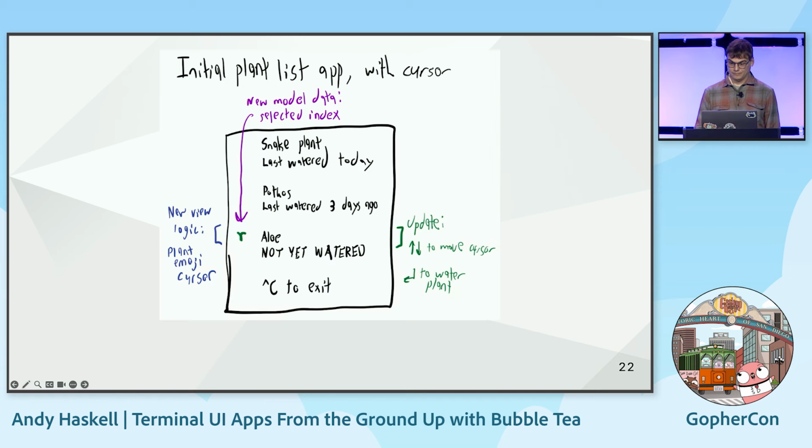So in the diagram for that step, the model data that we need to have is an index for the cursor, and then for the view logic, we're going to add on the plant that the cursor is over, we're going to display as the cursor a plant emoji, and finally for the update logic, we're going to handle moving the cursor with the up and down arrow keys, and then watering a plant with the enter key.